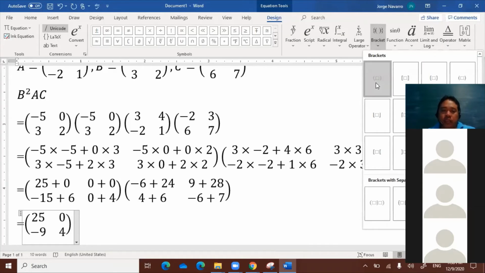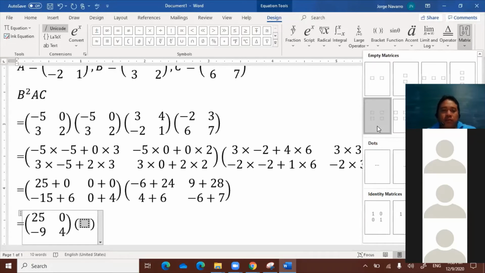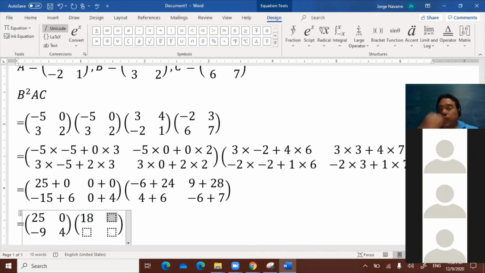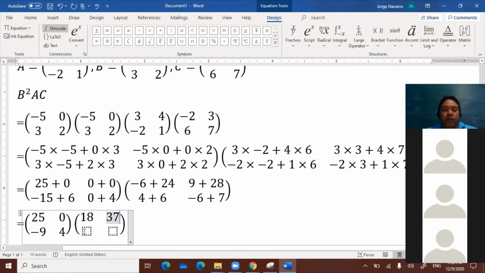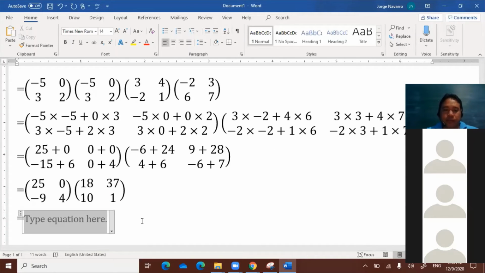And then we put a bracket again and the matrix, the 2 by 2. And so here we go. 24 minus 6, that should be 18, I believe. 28 plus 9, that's going to be 37. So these numbers are going to be big, apparently. 4 plus 6, that's 10. And 7 minus 6, that's simply 1. So maybe there will be a balance at the end. All right, so now we go again.